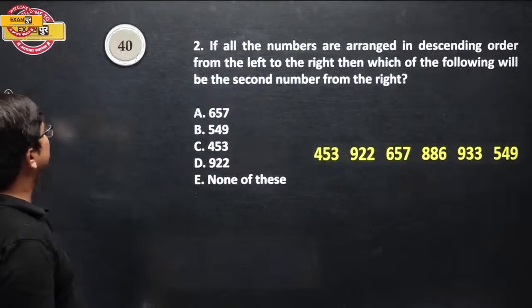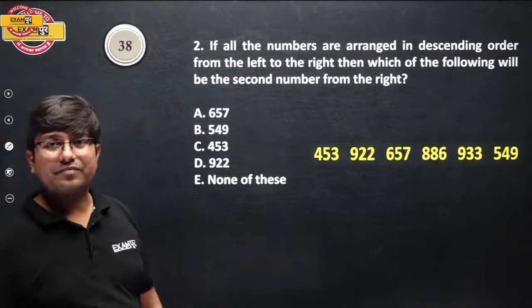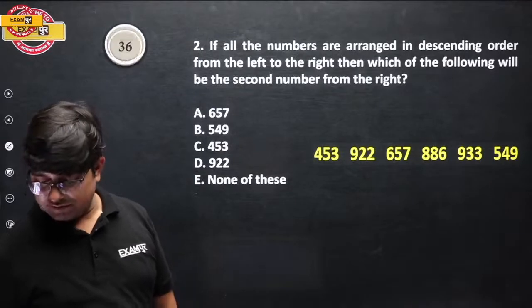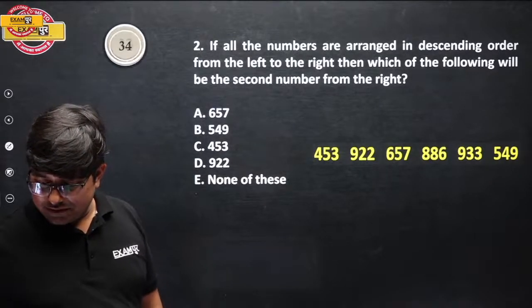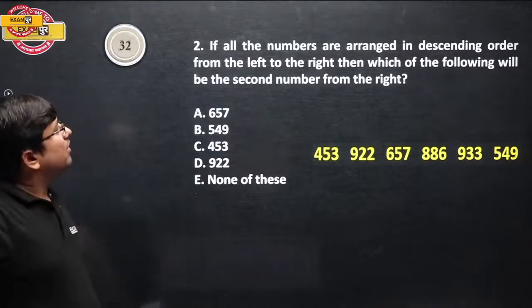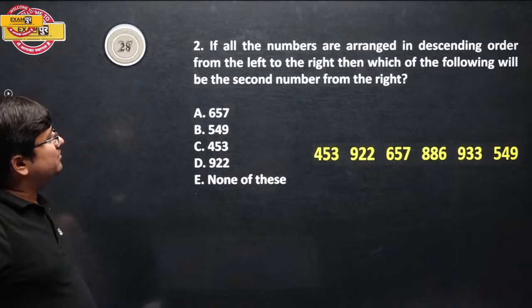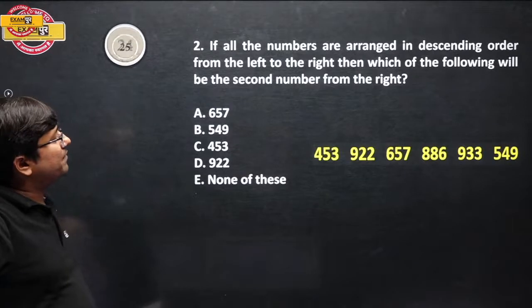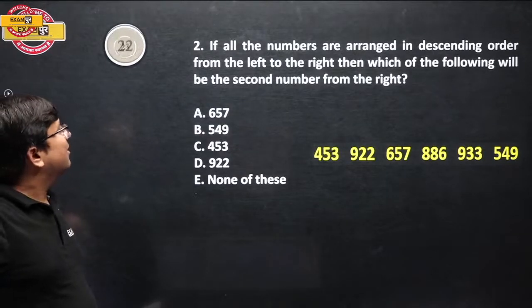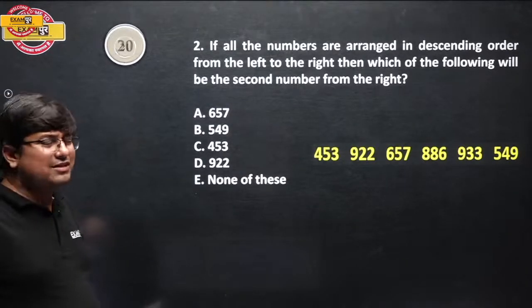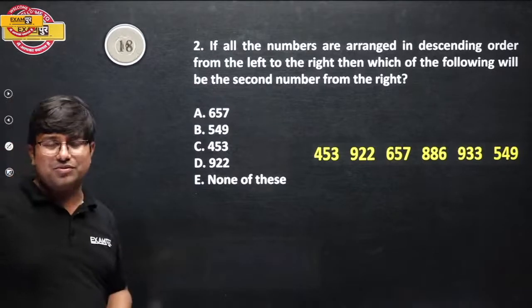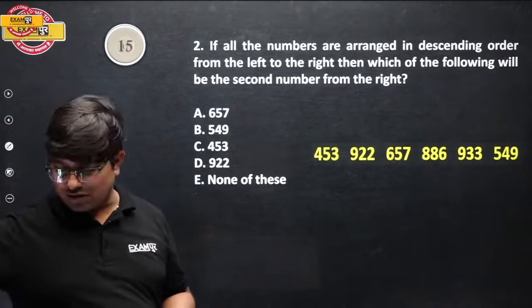Next question. Quickly everyone. Hurry up. If all the numbers are arranged in descending order from left to right, okay, that's very easy. It's an easy topic today because we are solving easy to moderate level questions, so things will go pretty easy.